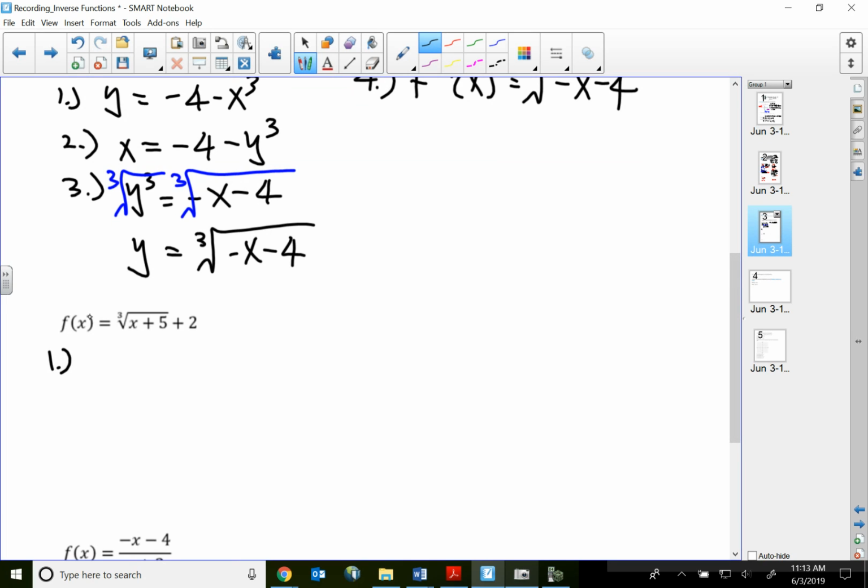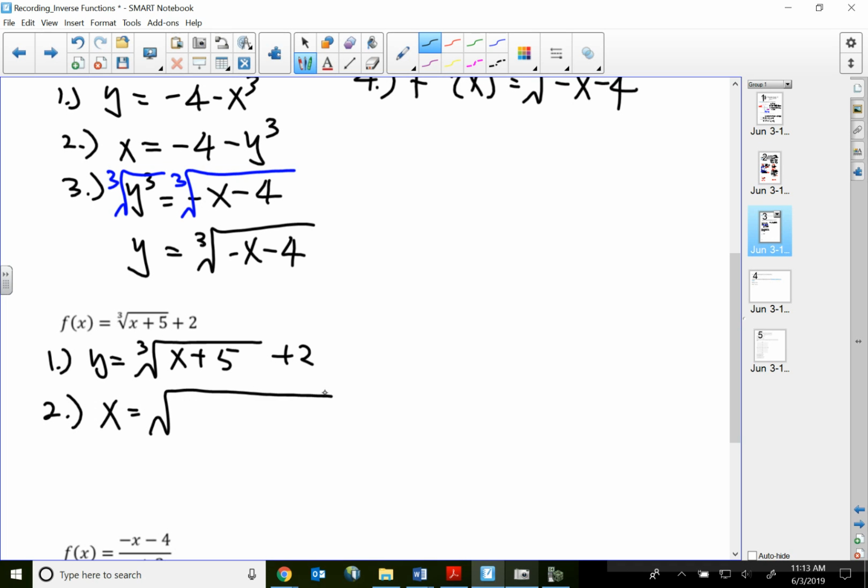So step number 1, replace f of x with y equal. Step number 2, interchange between the x and the y variable. So now my new equation will say x equal to cube root of y plus 5, then plus 2 on the outside. I need to get y by itself, so I need to isolate my cube root term first. So I'm going to move my positive 2 over. So that will be x minus 2 equal to cube root of y plus 5.